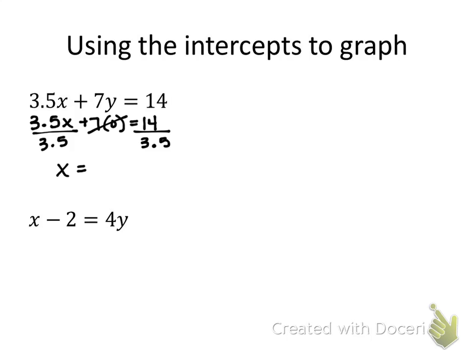And what I'm going to get is x is equal to 4. So I know my x-intercept, let's write it as an ordered pair, is going to be (4, 0). All right, now let's find the y-intercept.